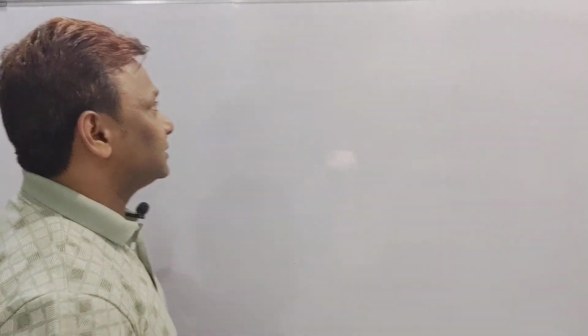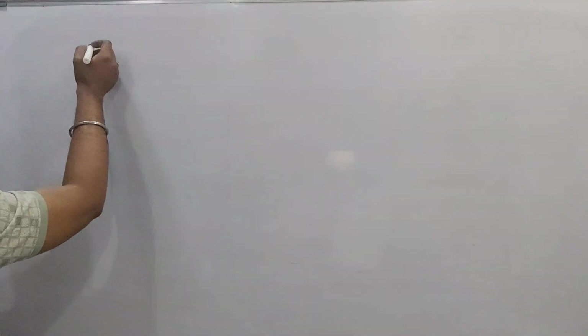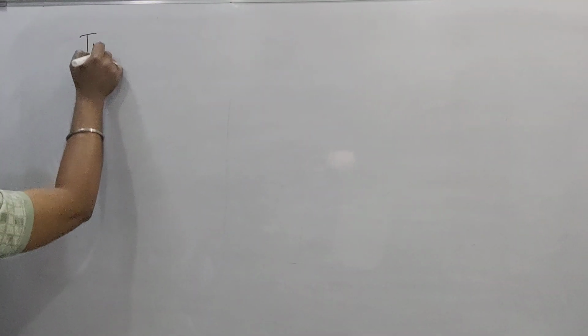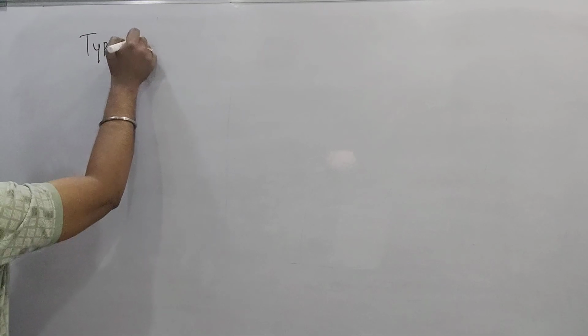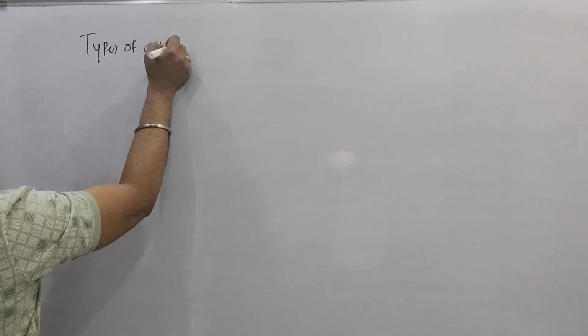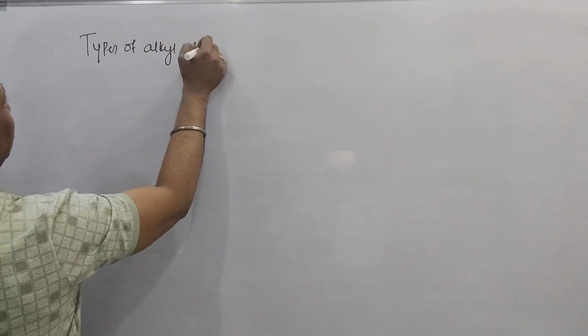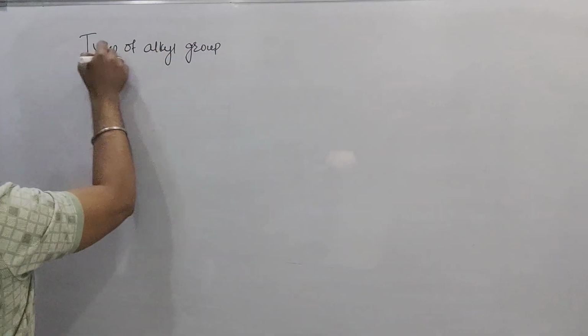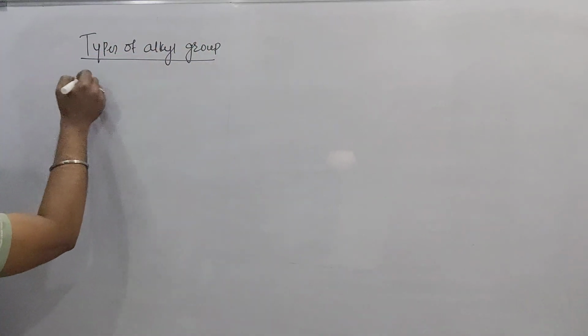Let us say what is called N, what is called iso, and what is called neo. Yesterday we discussed the types of the alkyl group as a topic. This is called types of the alkyl group. In my previous video I have given all examples of types of alkyl group.